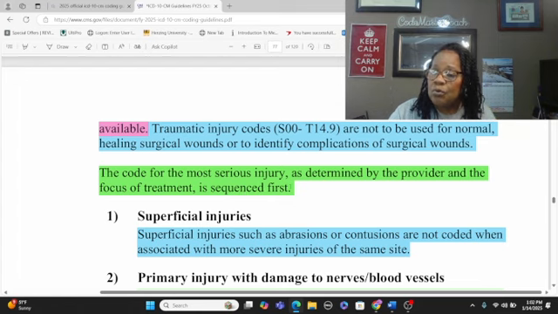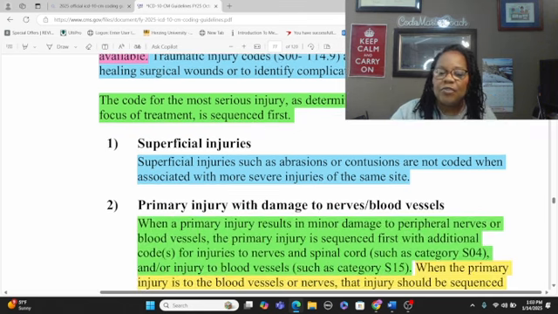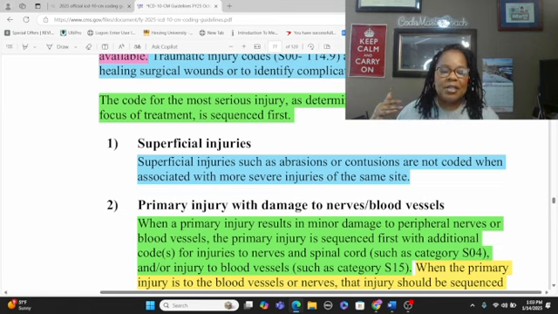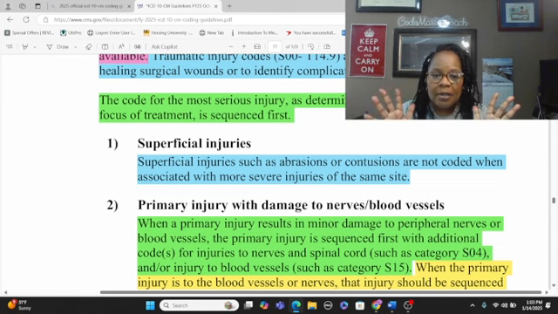The code for the most serious injury, as determined by the provider and the focus of treatment, is sequenced first. And that's kind of our rule with all coding. We always put our more serious or resource-consuming condition first. Okay? Then it goes into superficial. Guys, don't make the mistake I made. When I first learned the code, I was after the outpatient physician office setting, I went to the emergency room to code. And I would get ER visits that said patient was coming in from a motor vehicle accident with multiple superficial injuries. And I was thinking, oh my gosh, the patient is going to die.